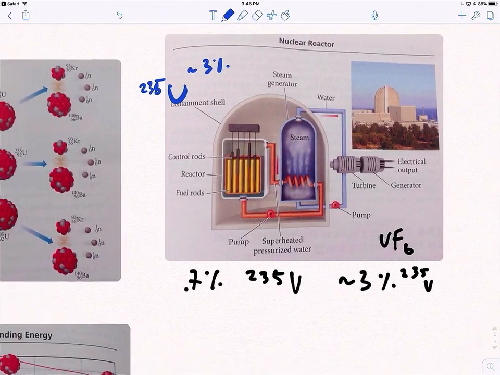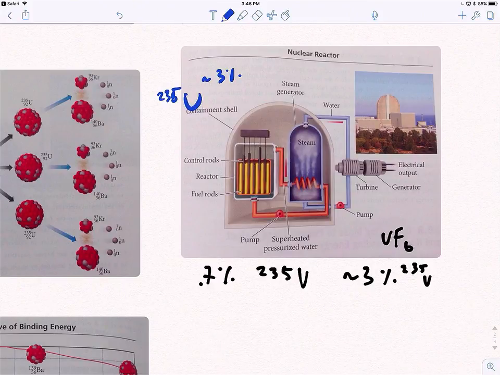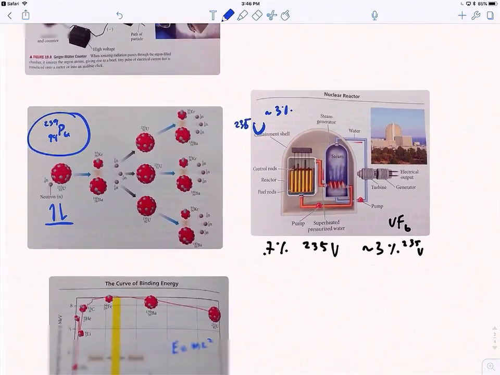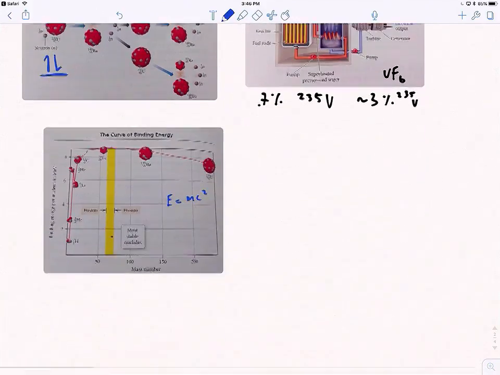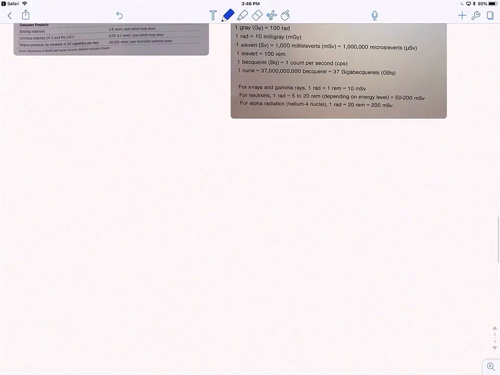But okay, we're trying to figure out how to do fusion. We don't know how to do it yet, but let's see here. I think you guys want to know how nuclear bombs are made? Now that I'm being recorded.